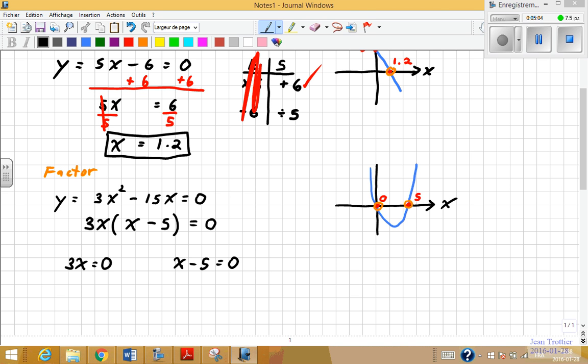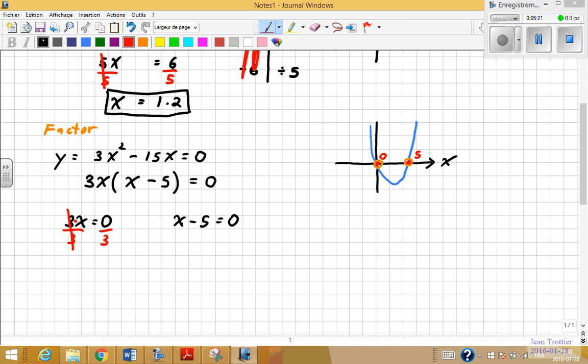Now, how do we find just x? On the left here, we have 3 multiplied by x. We will do the opposite, which is divide. So 3 divided by 3 simplifies to 1. 0 divided by 3 is definitely 0. You don't have to worry about division by 0 here. Careful, you can't divide by 0, but you can divide 0 by anything. So x equals 0 is our first solution.